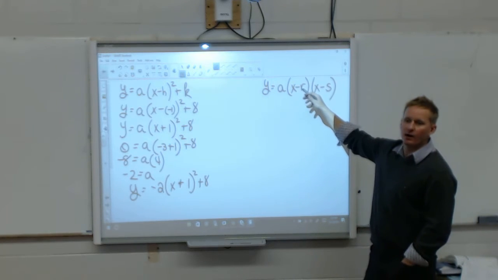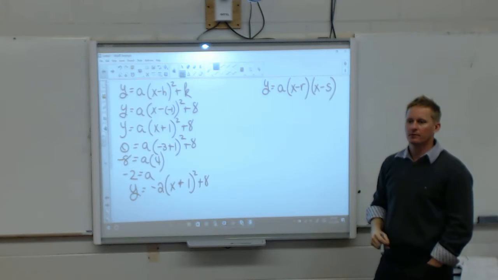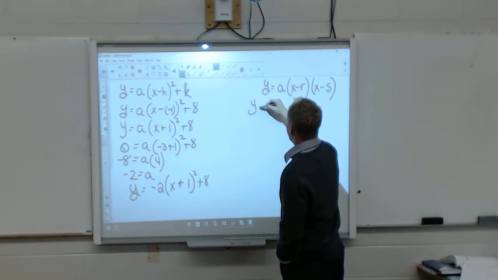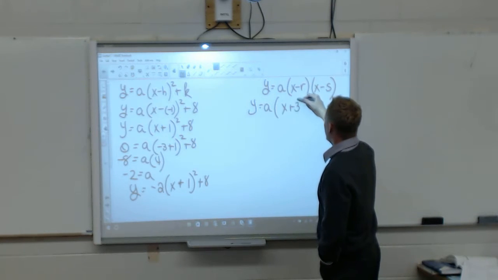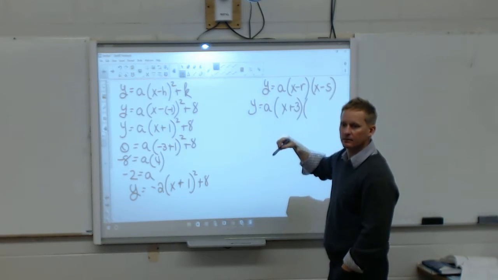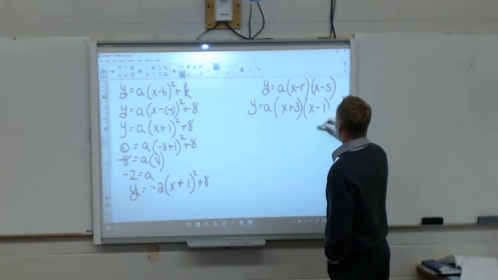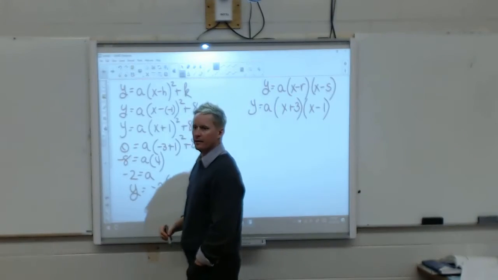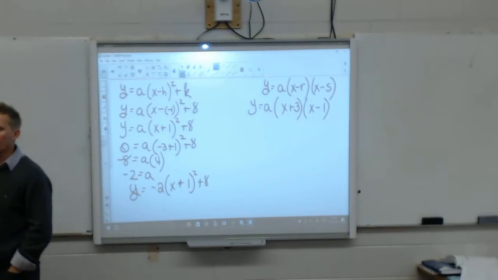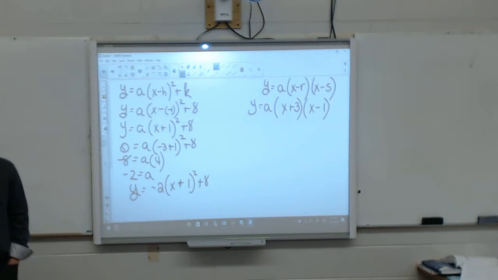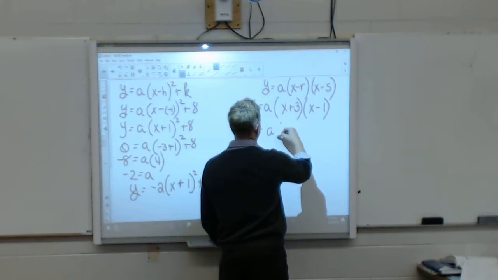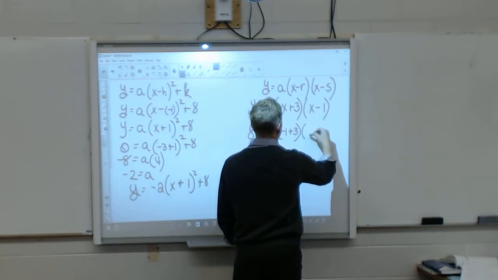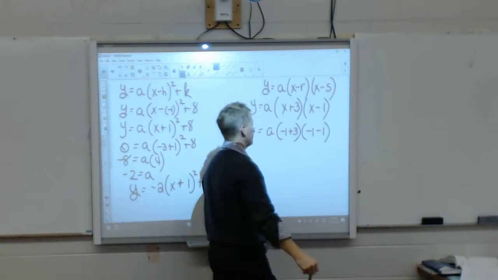Okay? R is one of my roots. S is my other root. So look at the graph right now and tell me what R is. -3. So that's x plus 3. And what's my S? 1. x minus 1. Okay? Give me another coordinate on that graph so that I can solve for a now. -1 and 8. So 8 equals a times -1 plus 3 times -1 minus 1.